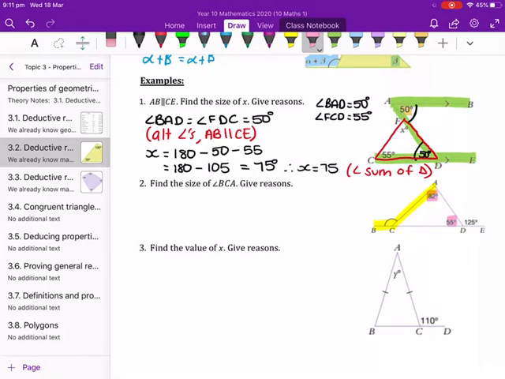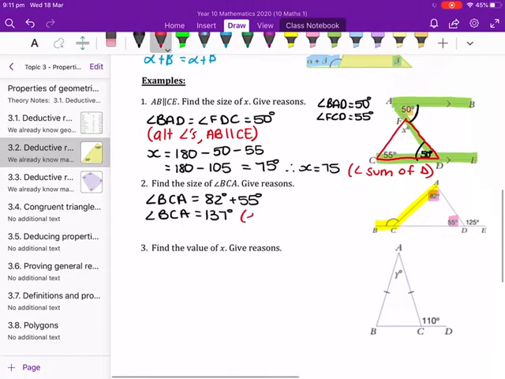So what we know about angle BCA is that we are going to add our two interior angles together to get our exterior angle. So angle BCA will equal 82 degrees plus 55 degrees. So when we add these together, we get angle BCA equals 137 degrees. And our reasoning for that is because of exterior angle of triangle. So that was nice and straightforward.